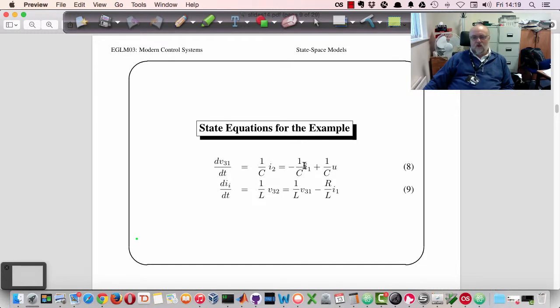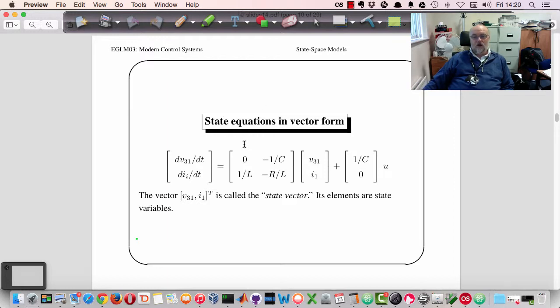So instead of I2, we replace I2 by its compatibility equation result, and that gives us minus 1 over C times I1 plus 1 over C times u, where u is the input to the system. And we've got another equation, dI/dt, that's 1 over L times V32, and again, because we don't want V32 to appear, we replace it by its equivalent through the other voltages, so 1 over L V31 minus R over L times I1. That gives us the equations, and you'll notice that only V31 and I1 and the input appear in these equations. That's quite important, a feature of this model.